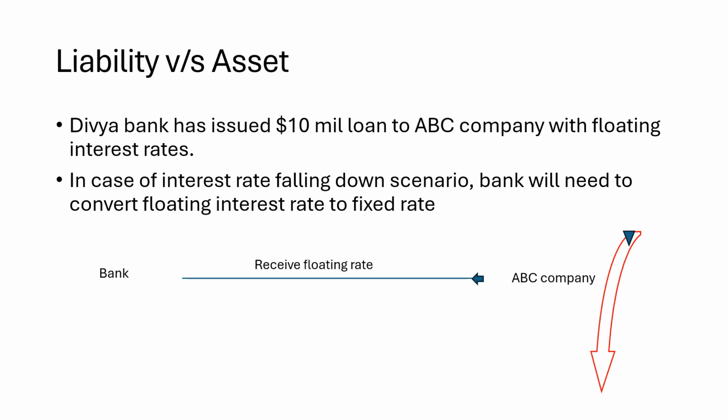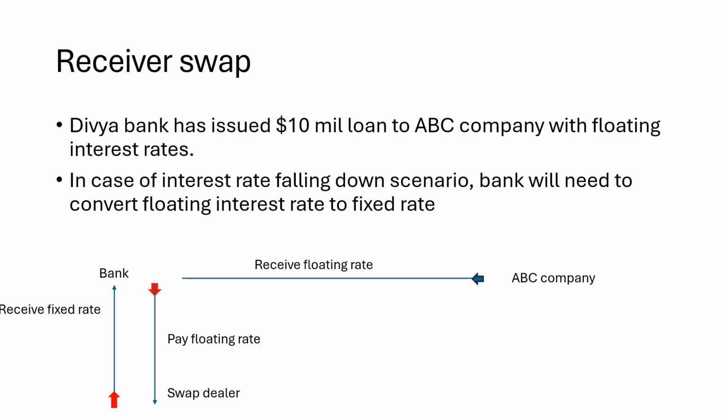Why is that? Because they are going to receive less and less interest. So whenever there is an asset side and you are receiving a floating rate and the interest rate is going down, at that time that company will need a swap. Now the bank needs to use a swap to convert this floating interest rate to the fixed rate. See, the company is paying the bank the floating interest rate. The bank will pay the floating rate to the swap dealer, and then the swap dealer will pay the fixed rate to the bank. What will this swap be called?